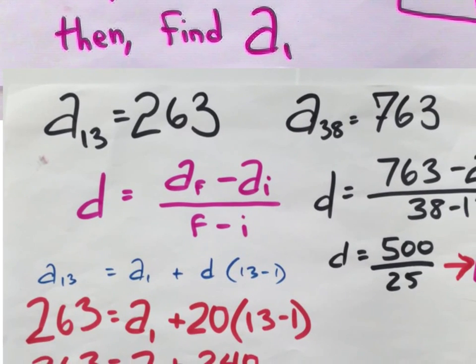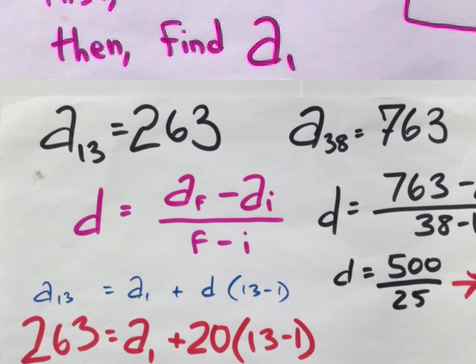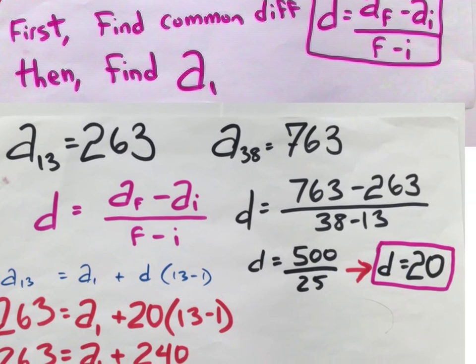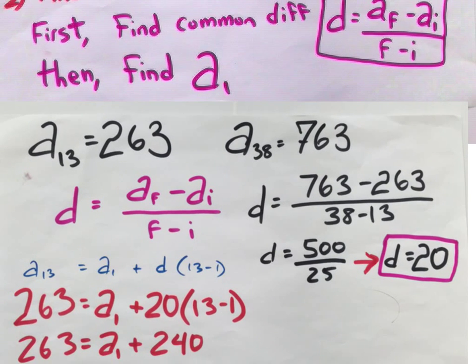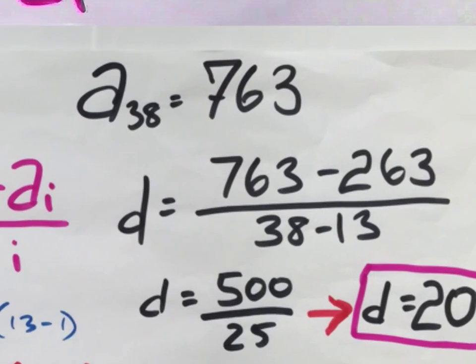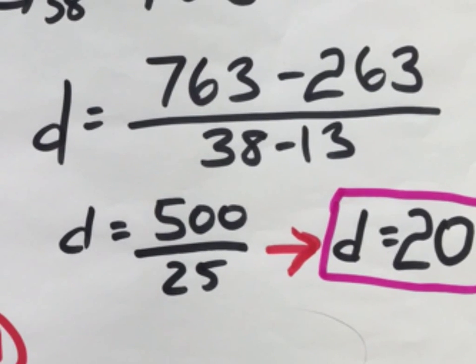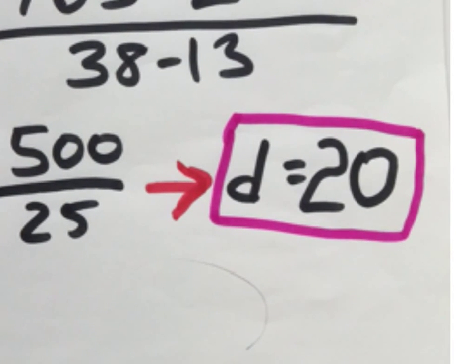And what is that going to look like? So, for example, we're going to plug in 763 because this is the a sub f value, minus 263. We're going to plug this in over there, over a sub 38, the 38 minus 13. And when we plug in those values using this formula, that's going to give us 500 over 25. And when we simplify, that's going to give us 20. 500 divided by 25 is 20. That's our new difference. Great.